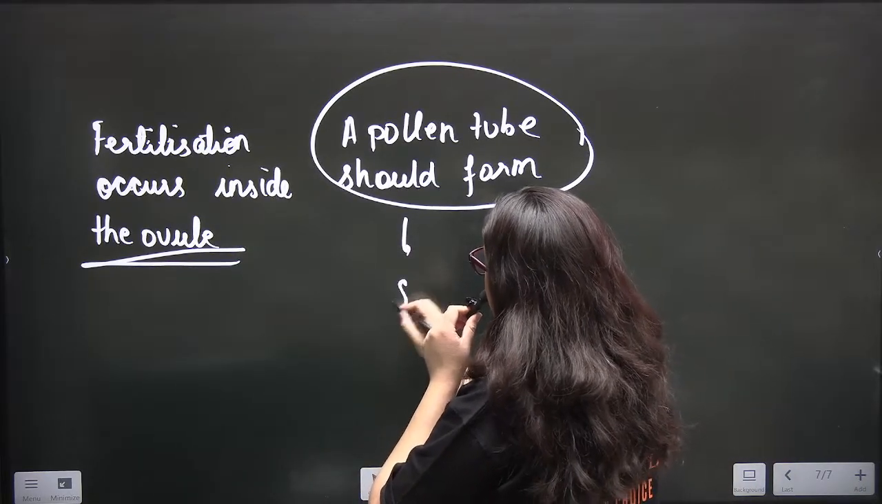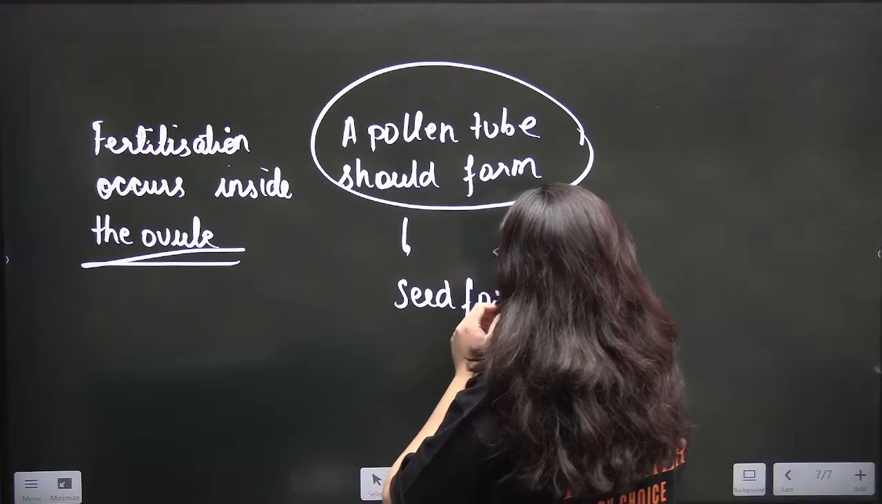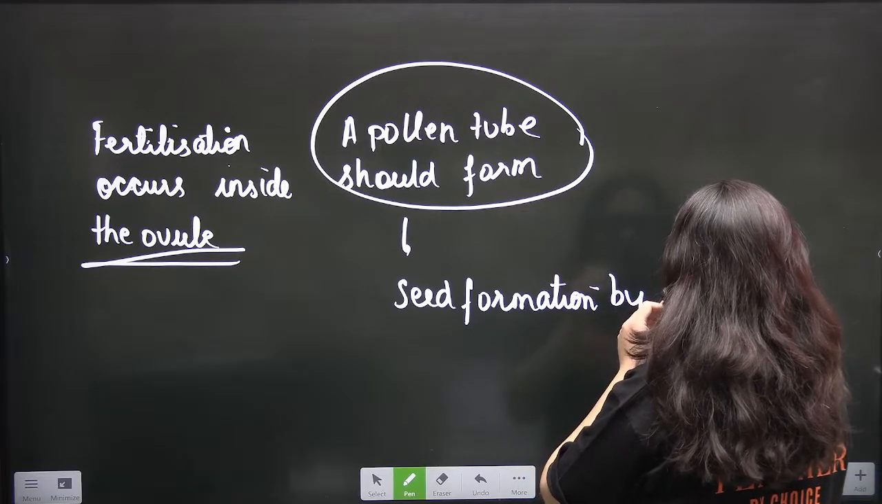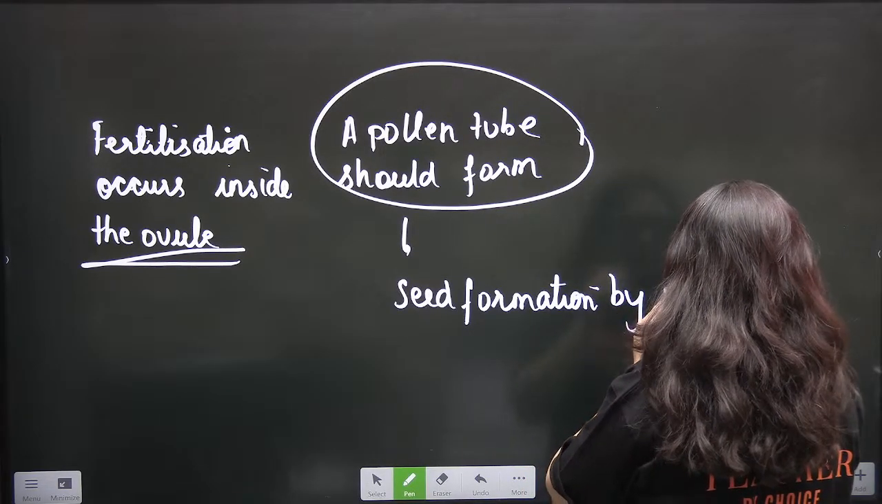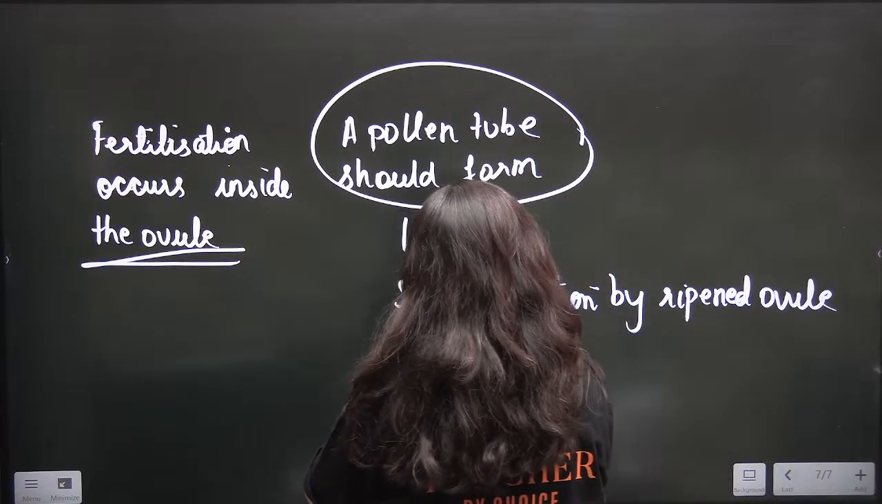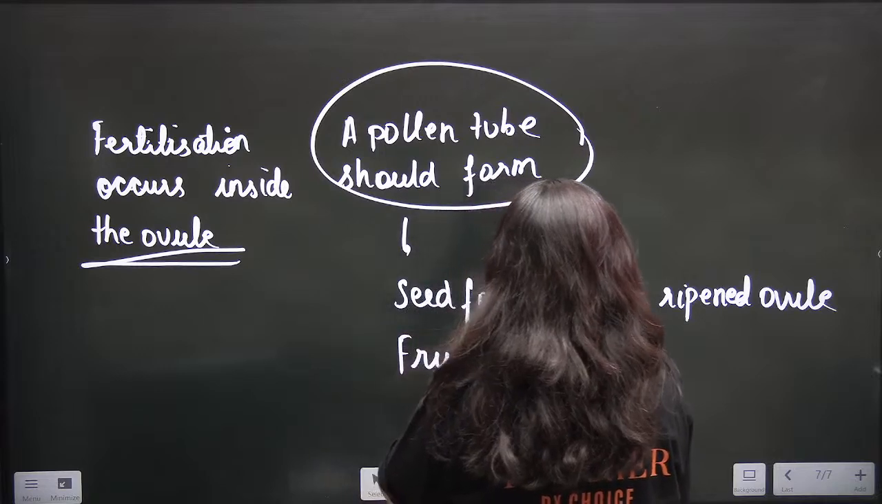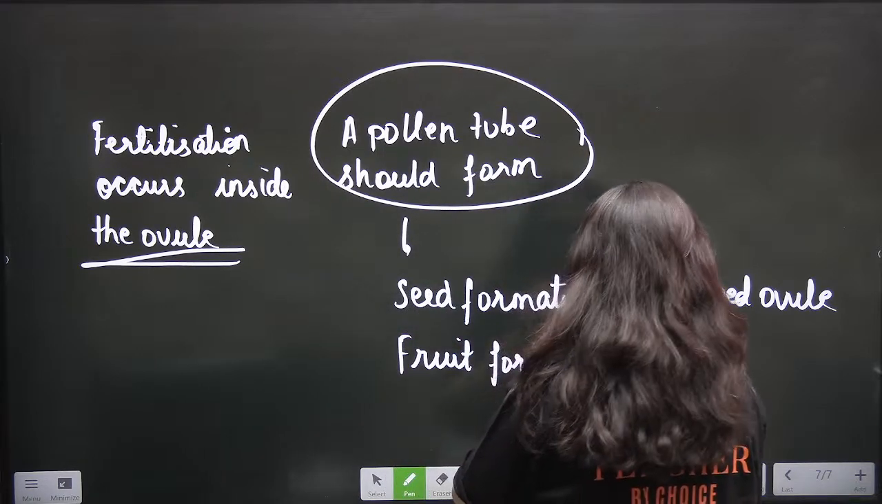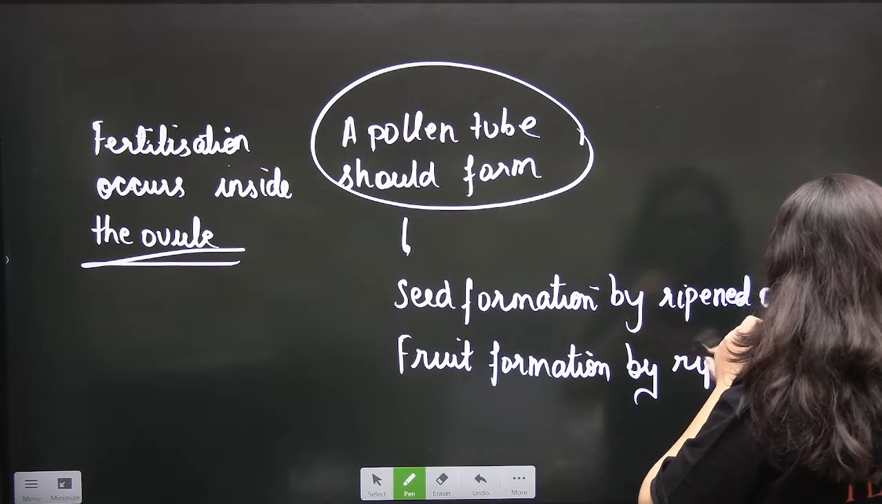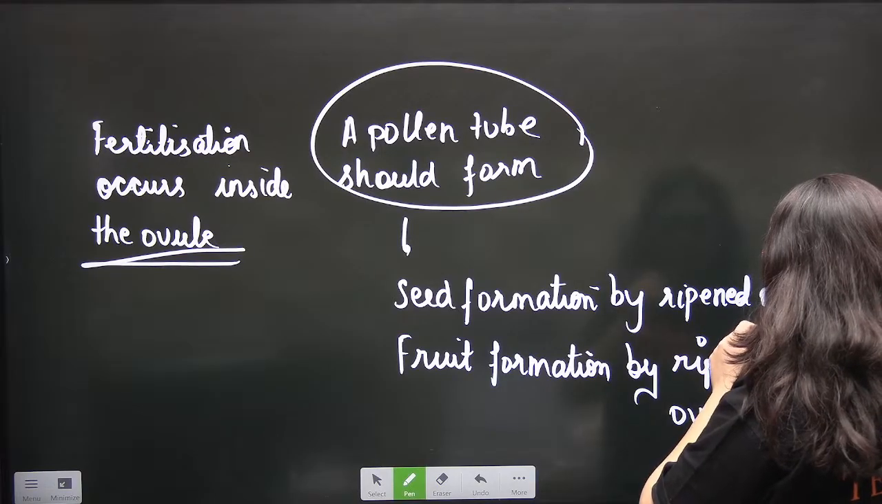Now, how does seed formation occur? Seed formation by ripened ovule, and fruit formation by ripened ovary. Done.